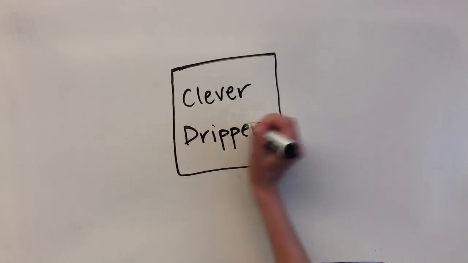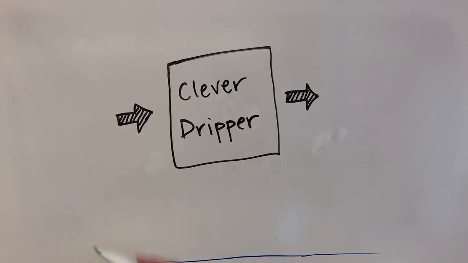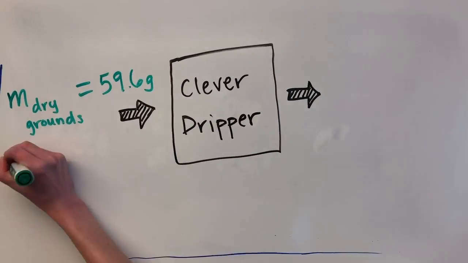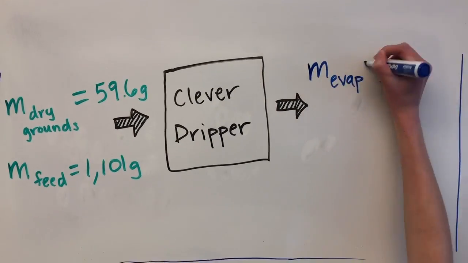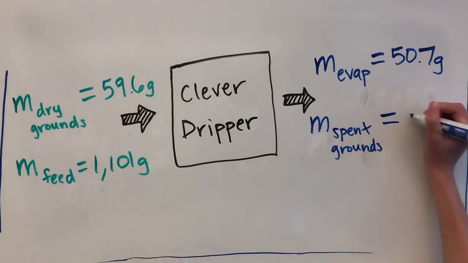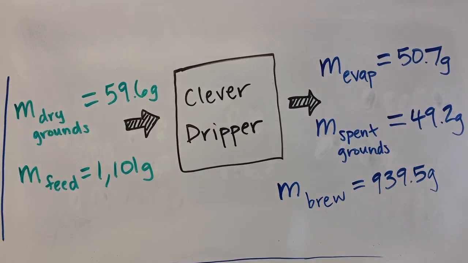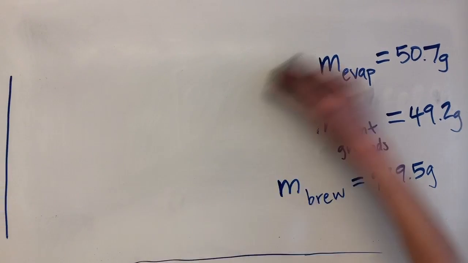We made a second process flow diagram for brewing. We combined a total of 1,101 grams of water and 60 grams of beans using the Clever. After letting it extract for 6 minutes, we got about 51 grams of evaporated water, 49 grams of spent grounds, and 939.5 grams of brewed coffee. Our brew ratio came out to about 18.